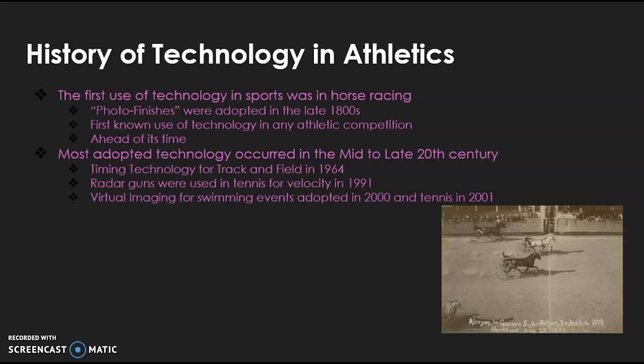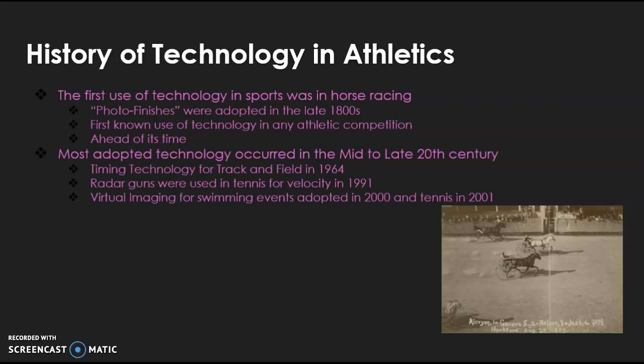The history of technology in athletics first starts with horse racing. It developed photo finishes in the late 1800s. Its first known use of technology in any athletic competition was the photo finishes, and this is way ahead of its time.